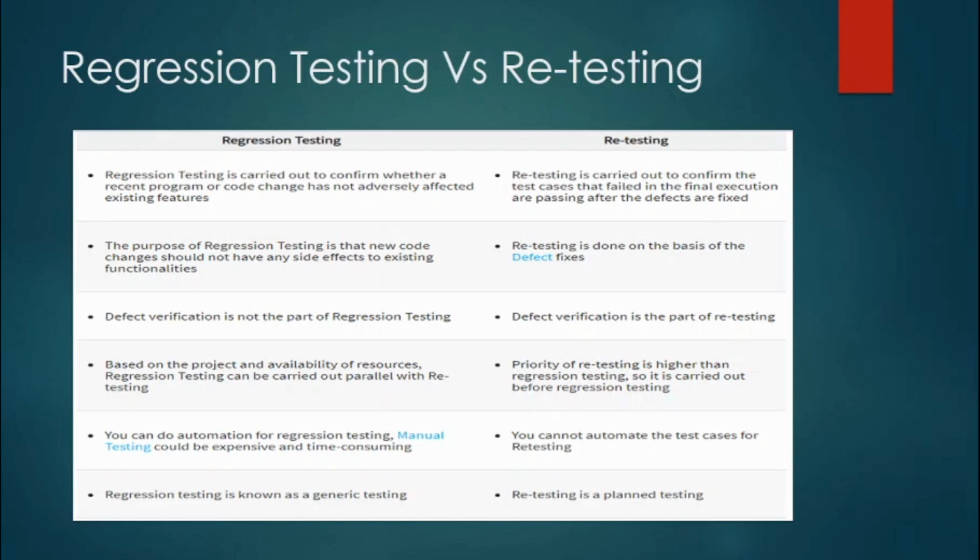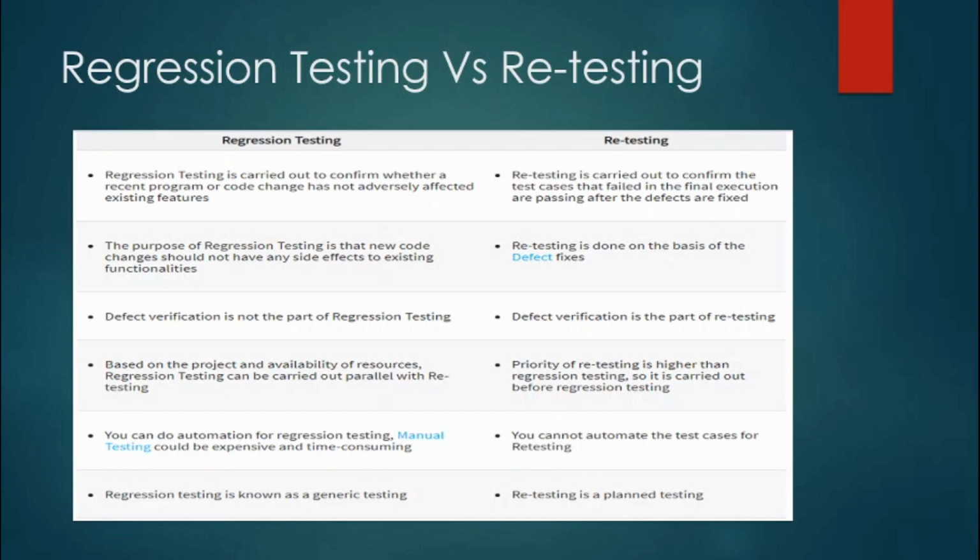When I am saying that regression testing can be carried out parallelly with retesting, it means that when I am performing the regression testing, I will also include all the defects that were found in that particular sprint. So I will make sure that all those defects are fixed, and along with that there is no other side effect on the application even after new code is introduced to the application.